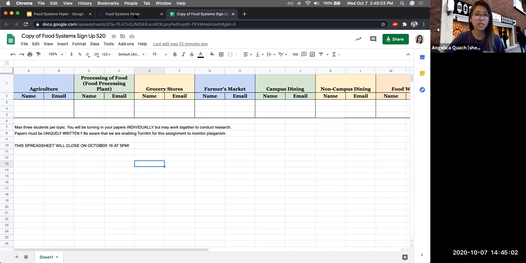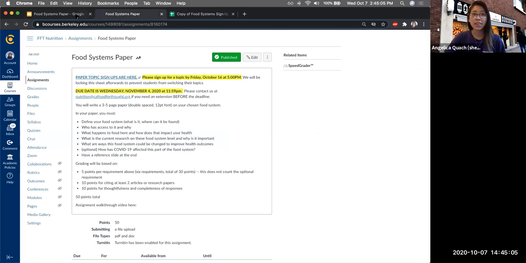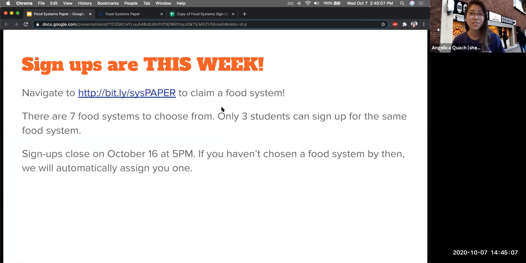If you are not on the spreadsheet, and this paper is due for all students that are enrolled in this class, we will go ahead and assign you to an open slot and we'll email you letting you know that you have been assigned. So yeah, there's 7 to choose from, 3 students per system. Definitely sign up sooner rather than later so you get the topic that you want to talk about.